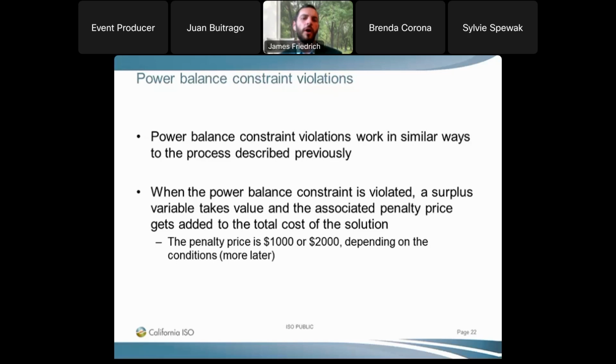All this slide is intending to say is that there's a surplus variable associated with power balance constraint violations, just like for any other constraint. It takes value when the market has to relax the power balance constraint. The penalty price associated with that surplus variable is either $1,000 or $2,000, depending on the conditions we're in, and we'll talk a little bit more about that later. The mechanism through which the pricing occurs is similar to the example that I already mentioned. Next slide, please.